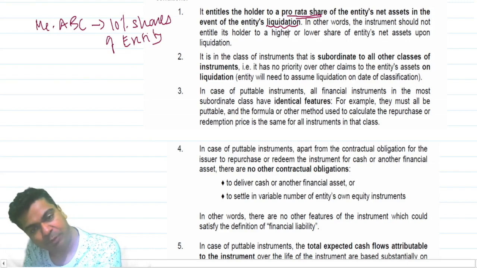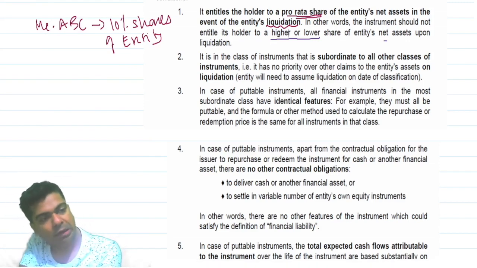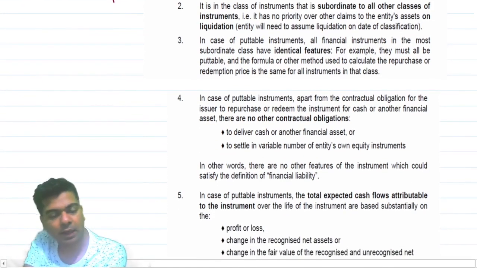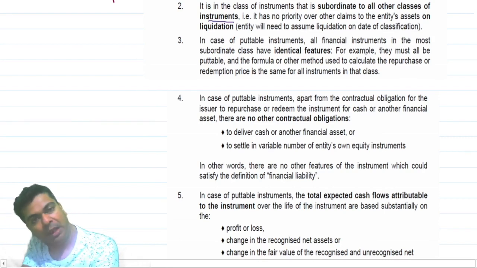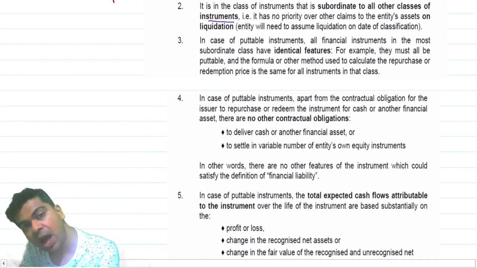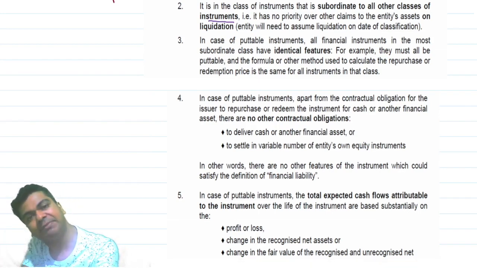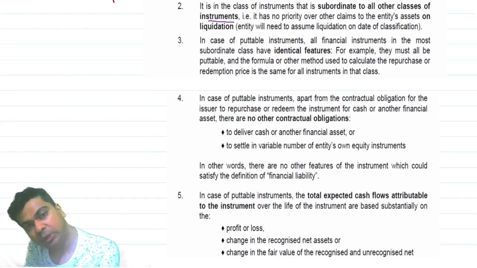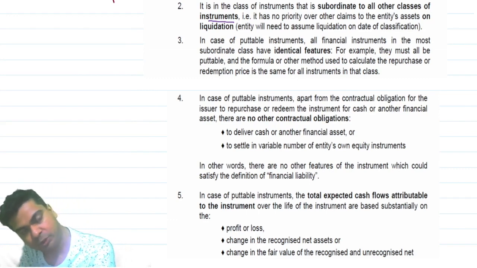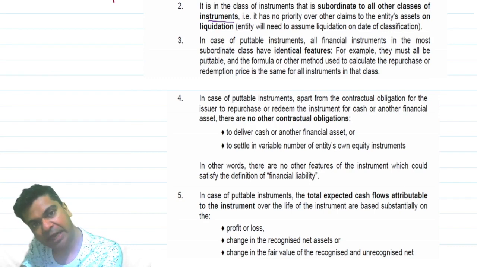An explanation, of course, has been provided. They are saying, in other words, the instrument should not entitle its holder to a higher or lower share of the entity's net assets upon the liquidation. Right? You have to just assume a liquidation and consider the same. Second condition, they are saying it is the class of instrument that is subordinate to all other classes of instrument. Subordinate means you are going to be paid last. Okay, your claims are the last claims on the net assets of the entity, again in the event of liquidation. So if a company is going into liquidation and you will be paid before anyone else, then you cannot say you are holding an equity instrument. We will consider that it is a financial liability.